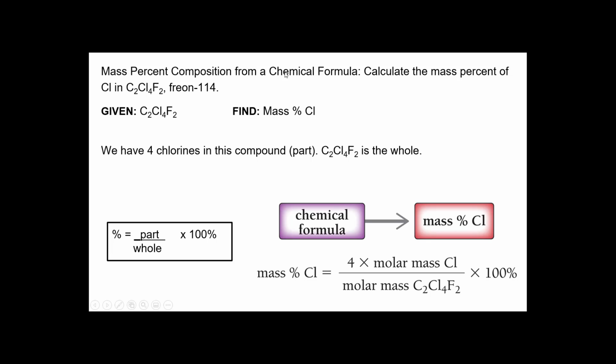So mass percent composition, calculate the mass percent of chloride in Freon 114. So chloride here, we have 4 of them. So we need to do a few things here. We need to find the mass. We need the mass of the whole compound. We need the mass of the 4 chlorides, and then we can times it by 100.